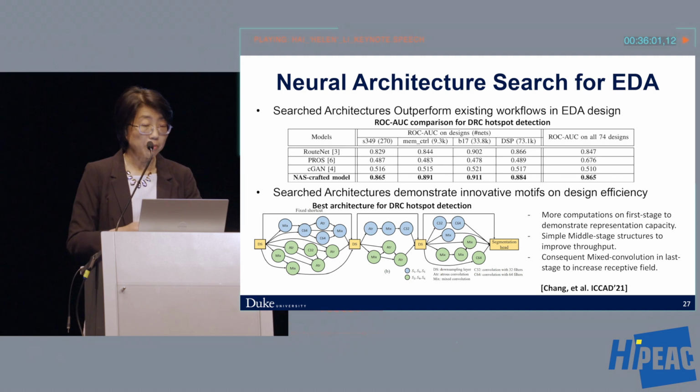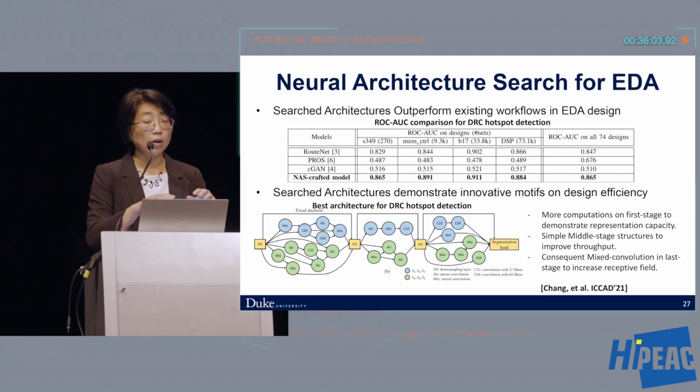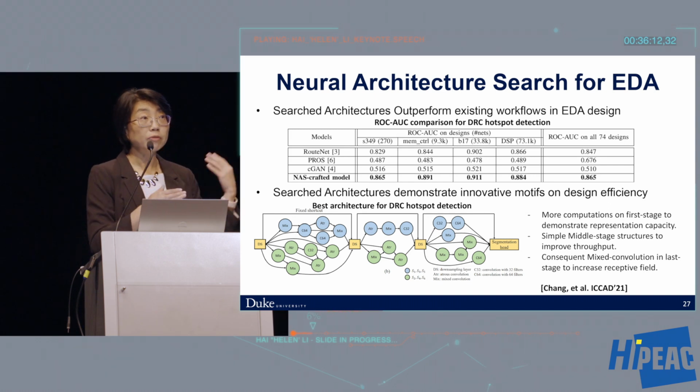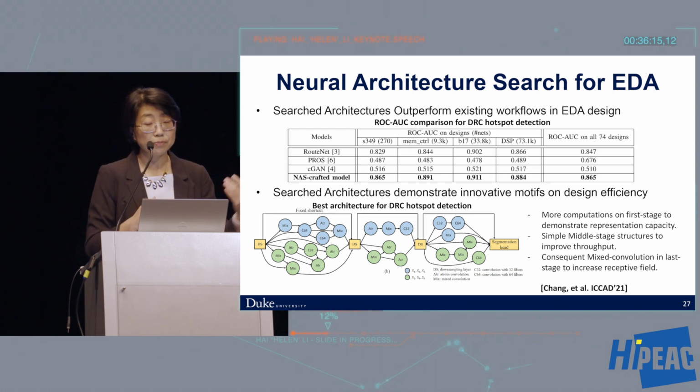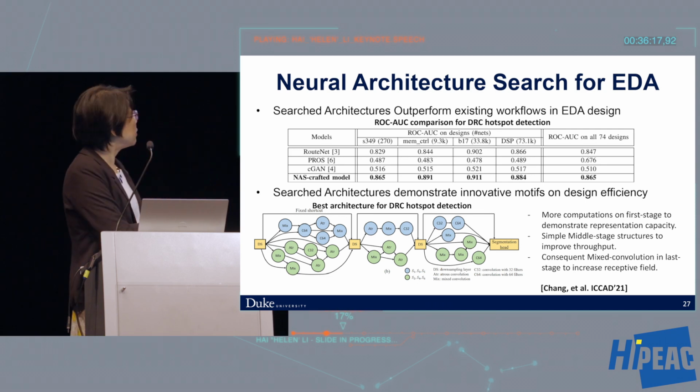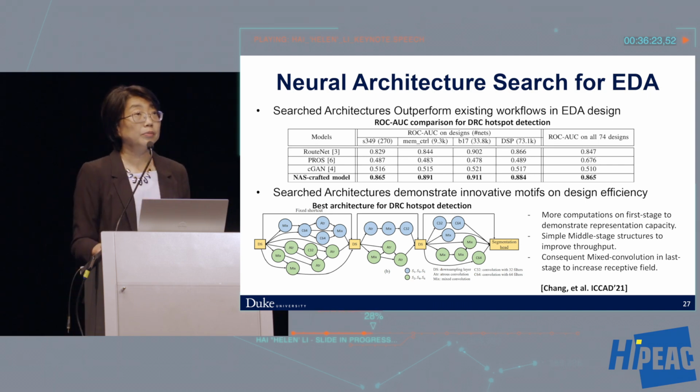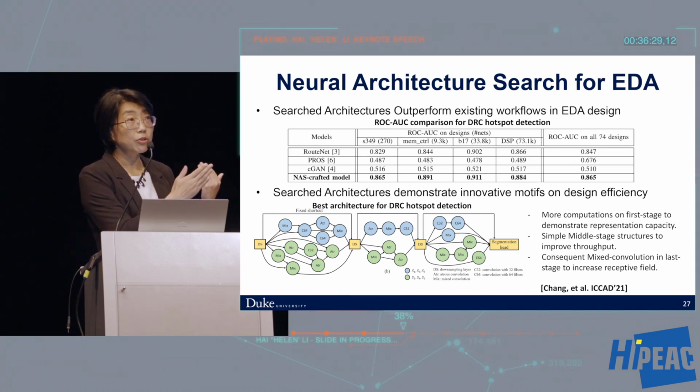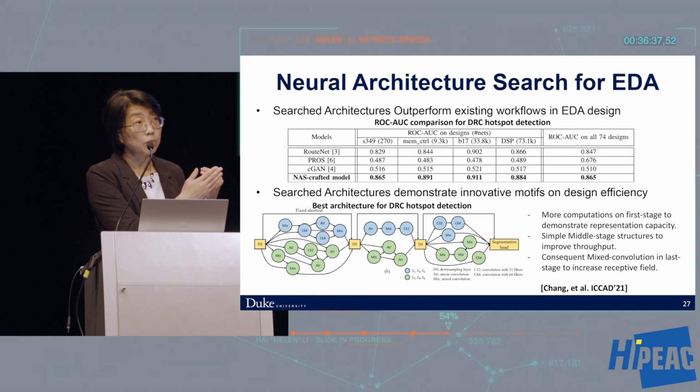So quickly, as you can see, when we apply neural architecture search to the routing problems, the methodology can outperform other methodologies tremendously. But the most important information I wanted to show you is the best architecture discovered by the methodology. Here we only show 3 layers, and in the first stage there are more computations. That indicates the representation capability is necessary and important.